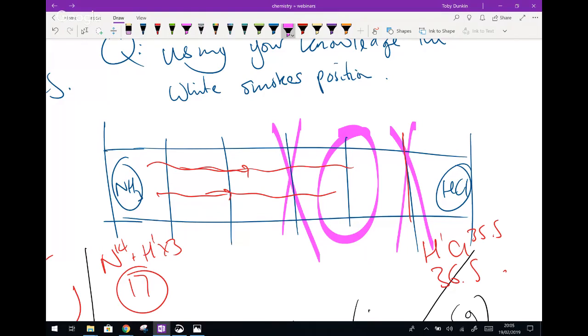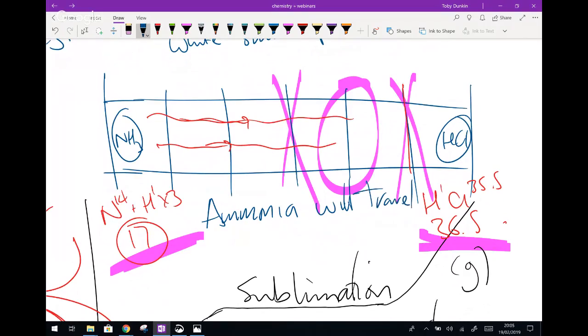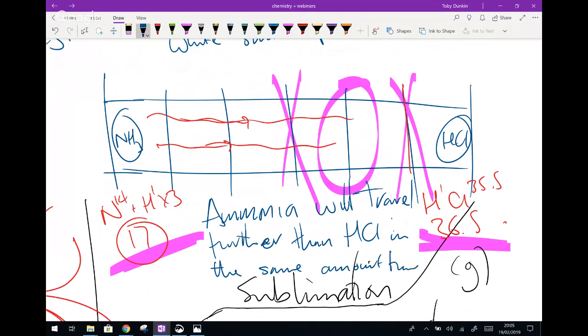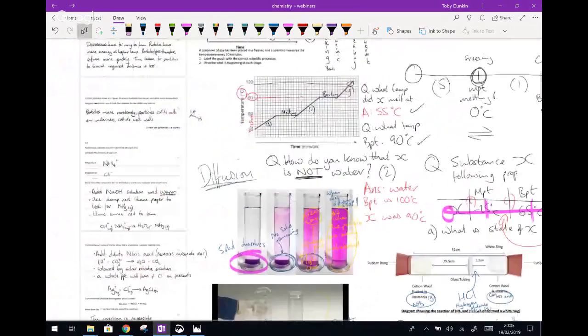And then they're going to ask you to explain why, and you quote the Mrs, and then you say that the ammonia will travel further than HCl in the same amount of time. Key thing, distance traveled, amount of time. So do watch out. That brings us to the end, year 11 of our crash course.